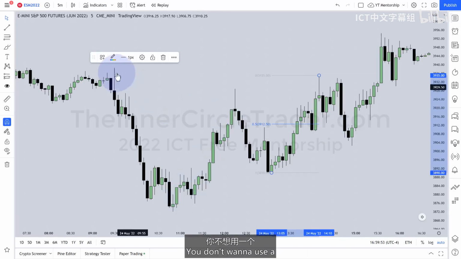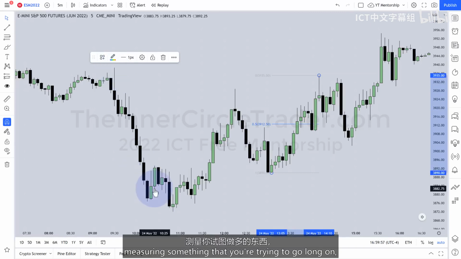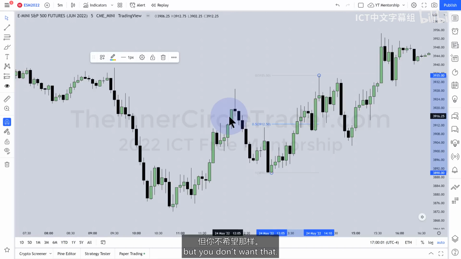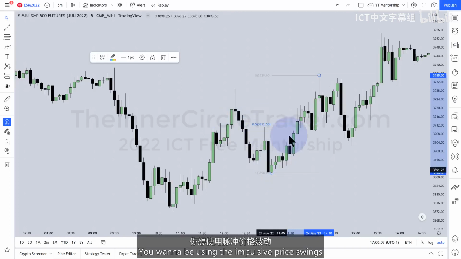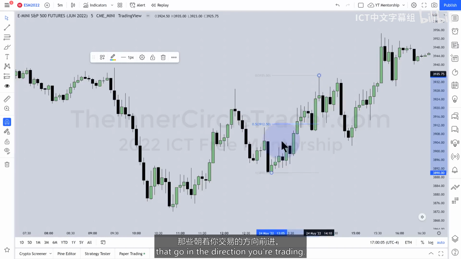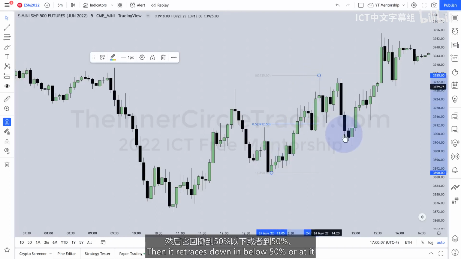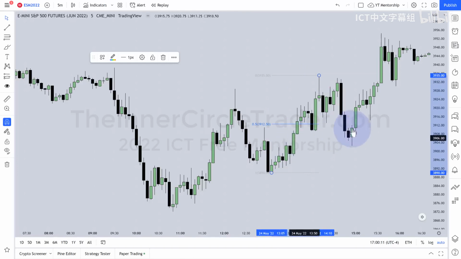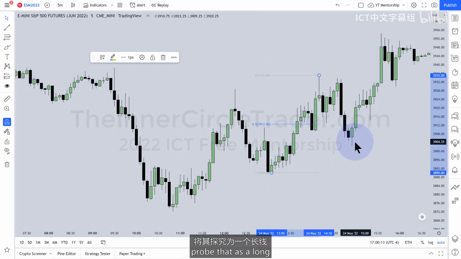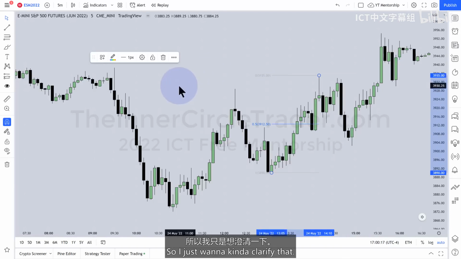You don't want to use a price leg from high to low measuring something that you're trying to go long on. You don't want that. You want to be using the impulsive price swings that go in the direction you're trading. Then it retraces down in below 50% or at it into a fair value gap. Then you can probe that as a long and it rallies up. So I just want to kind of clarify that.